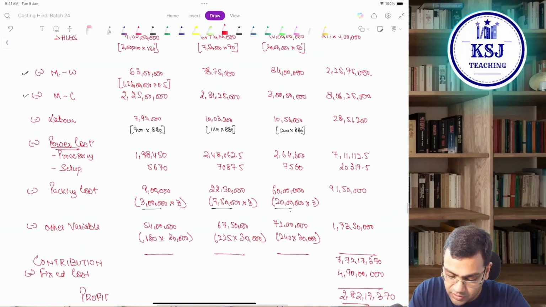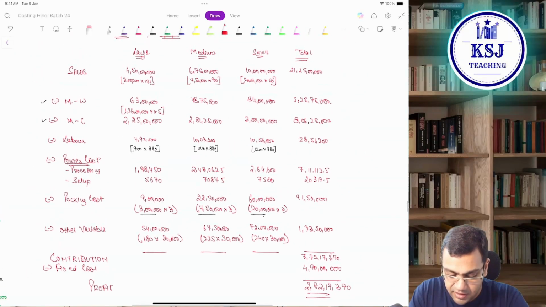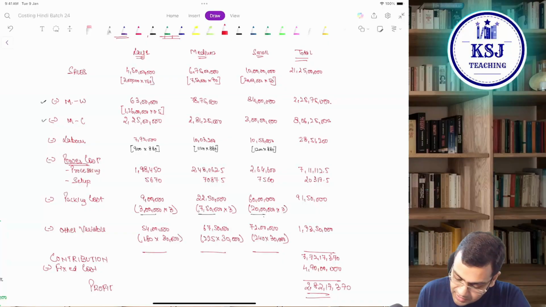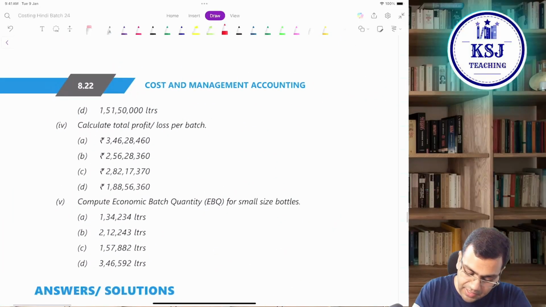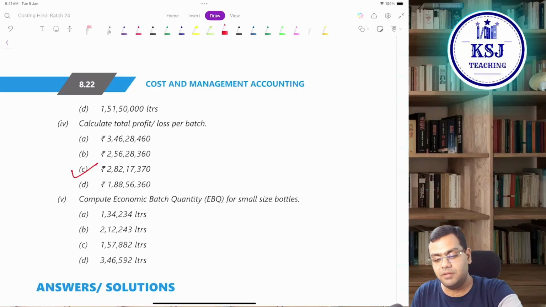Is that clear? So this is your statement of profit and loss account. You can pause the video here. You can write down this solution, the complete solution if you want to. I've given you all the calculations of how it is being done. So what is the answer for profit? That comes to 2 crore 82 lakh 17,370. That is option C that we will be getting.